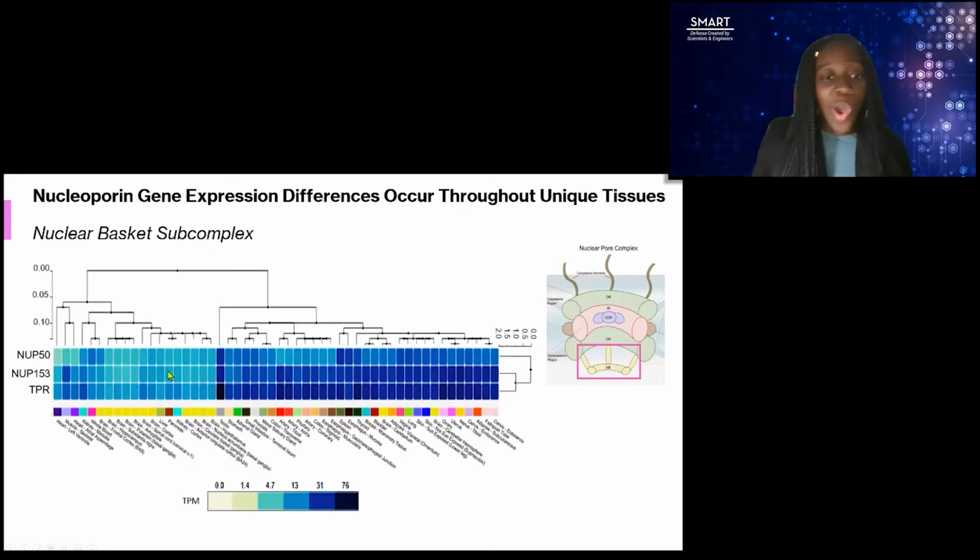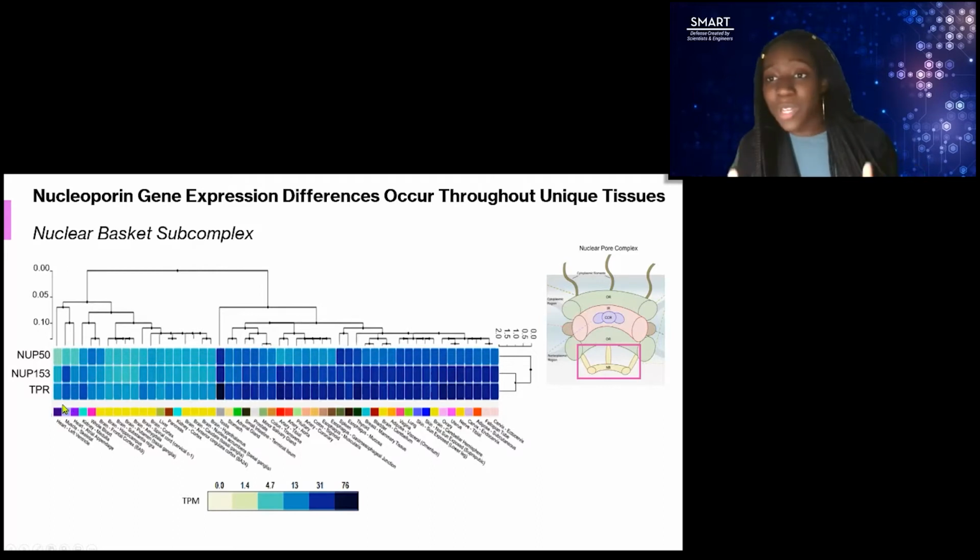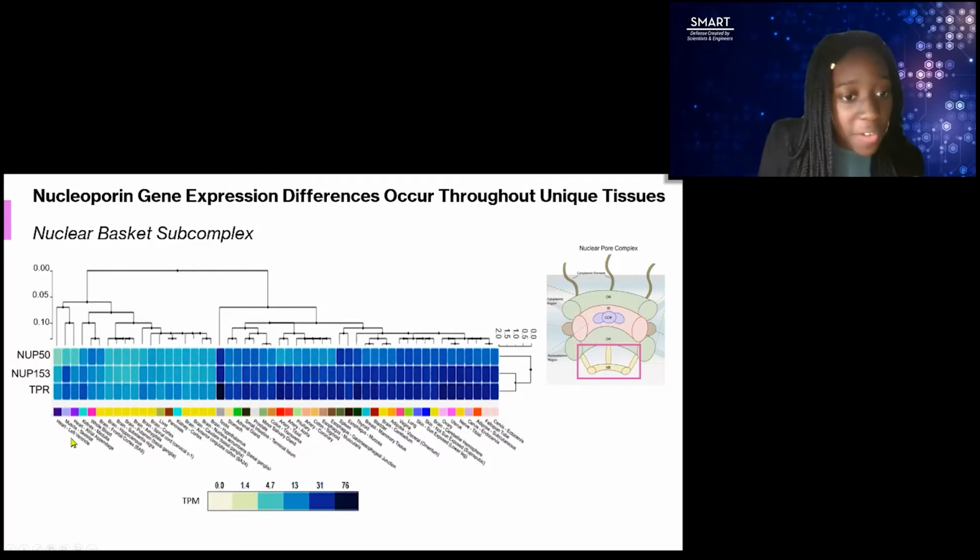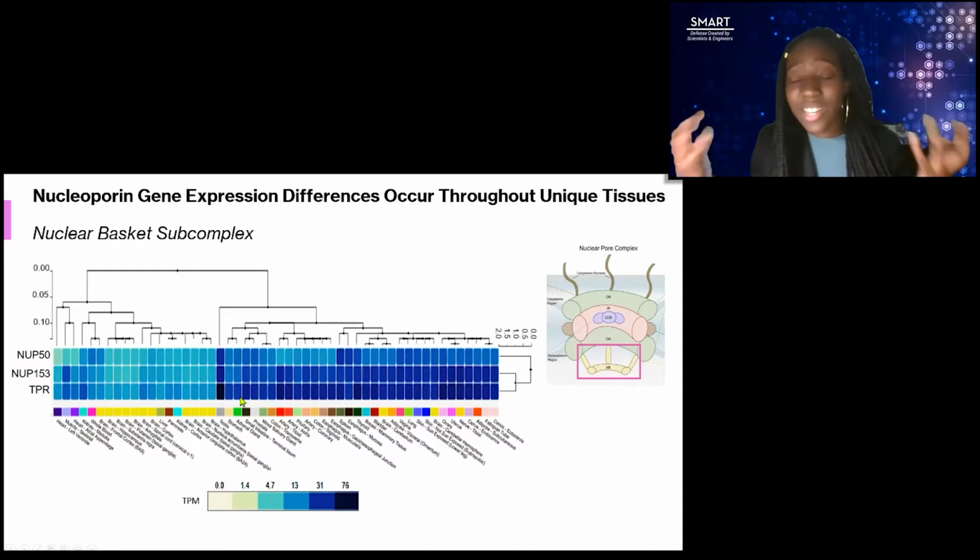So on the heat map, the tissues that I used are located on the bottom, and the names of the NUPs are located here. What we can see from this is that different tissues have different levels of expression for each NUP. So, for example, we can see that the shading is a lot different for skeletal muscle tissue than it is in, say, lung tissue. There are differences in how the nucleoporins are being expressed.